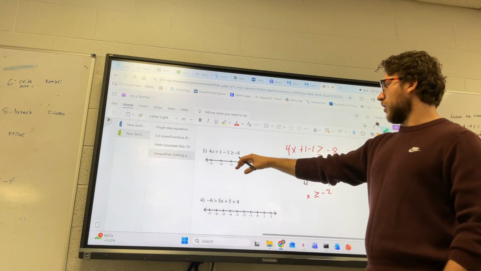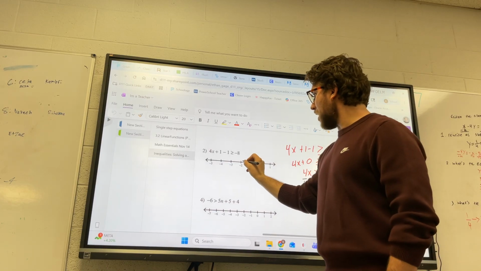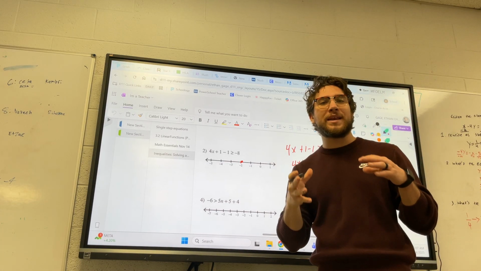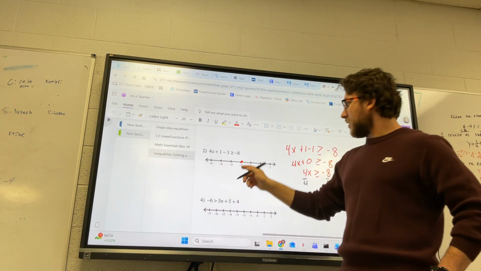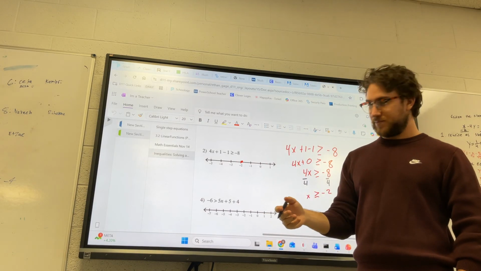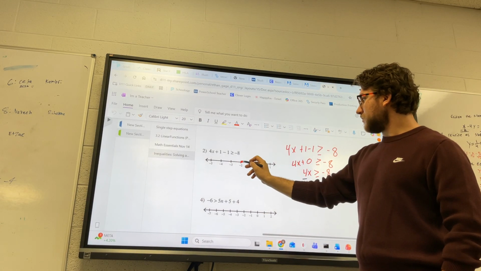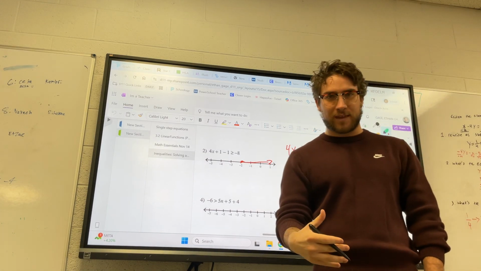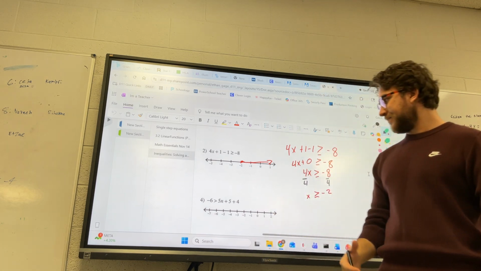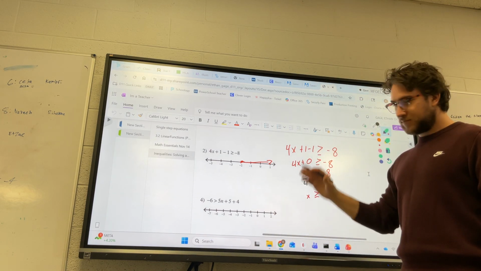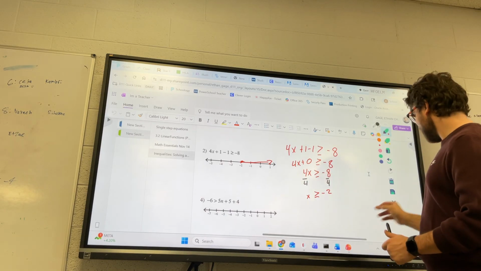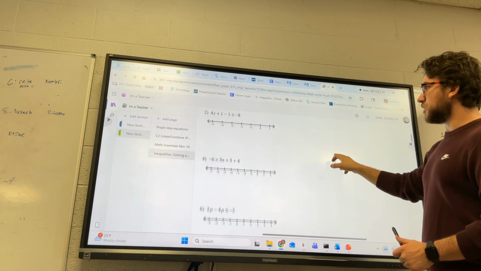We'll come over to our graph. We will put a point on the negative 2. When it's also equal to, this point is solid. We are moving this way as it is everything that is greater than negative 2. Take a second, check your work. Great. Let's do number 4 as well.